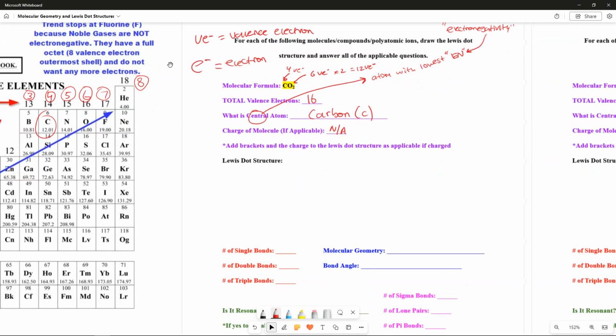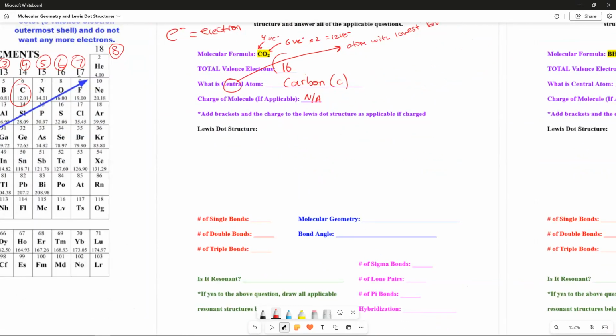Let us draw the Lewis dot structure. So knowing that we have 16 total valence electrons, we're going to place carbon in the middle, and we're going to have oxygen branching out from carbon. We have 1 carbon and 2 oxygens, as stated in the molecular formula right there. And I always start with one single bond. That is a single bond right there. This is also a single bond. I always start with a single bond here and here to connect all of these atoms together.